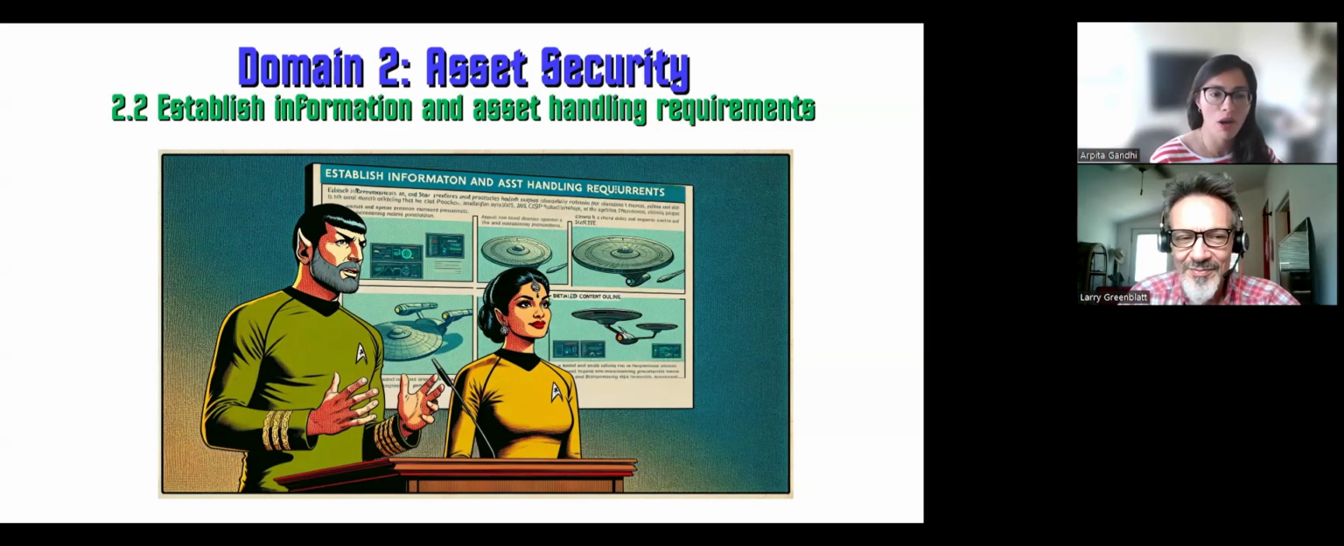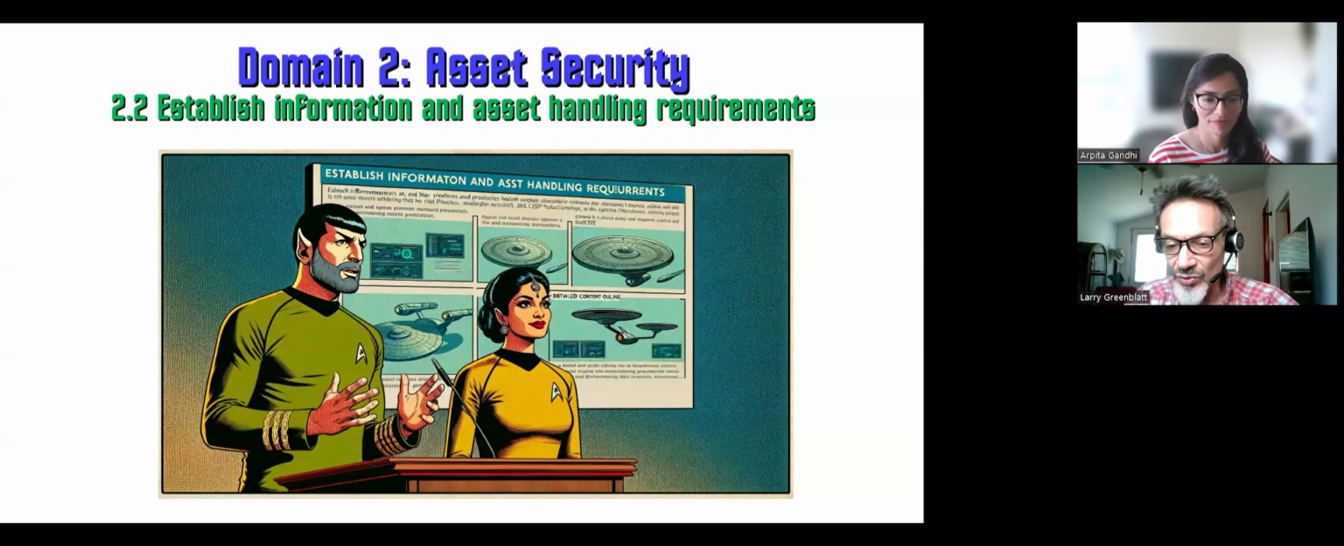So 2.2 talks about establishing information and asset handling requirements. A CISSP should be proficient in establishing information and asset handling requirements. They must be able to define and document clear policies and procedures for the proper handling, storage, transmission, and disposal of sensitive information and critical assets throughout their life cycle. This includes implementing appropriate security controls, access restrictions, and monitoring mechanisms to ensure the confidentiality, integrity, and availability of those resources.